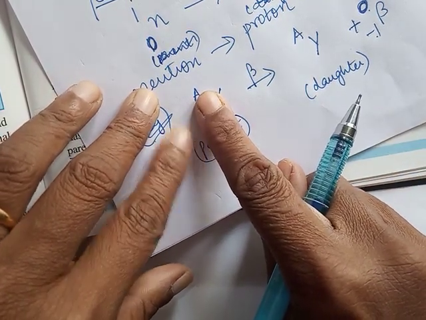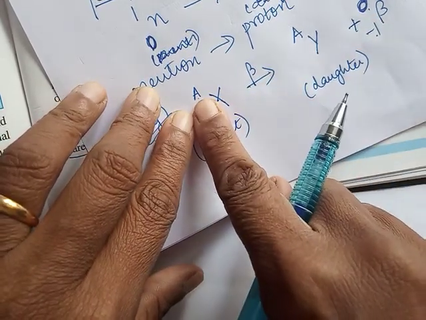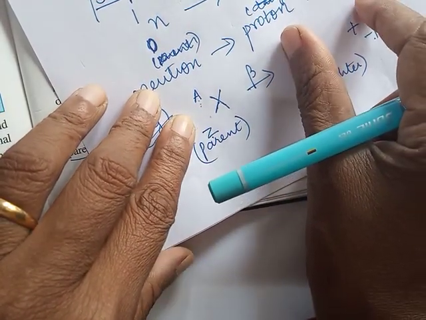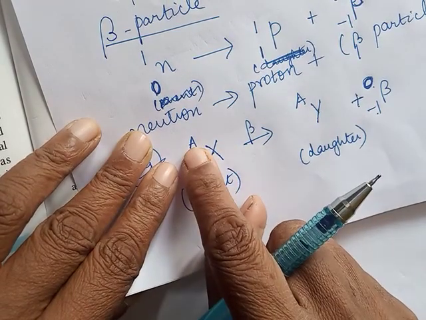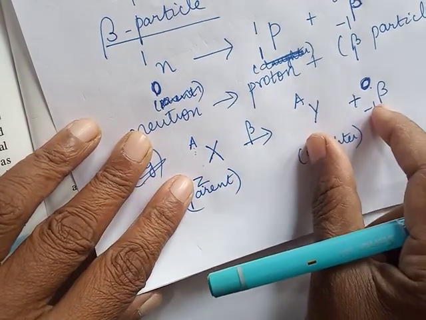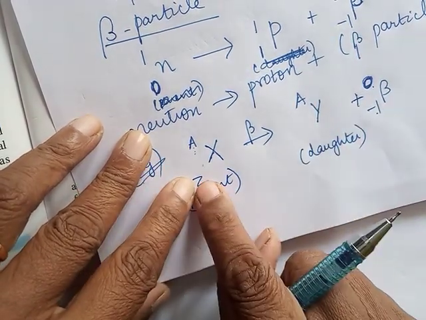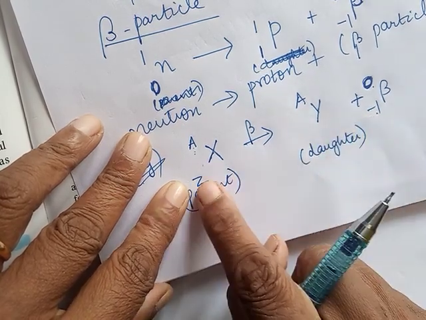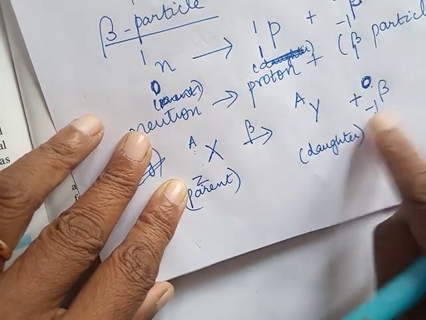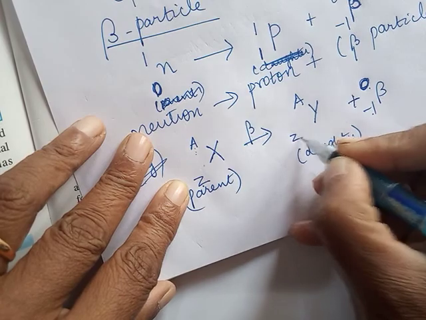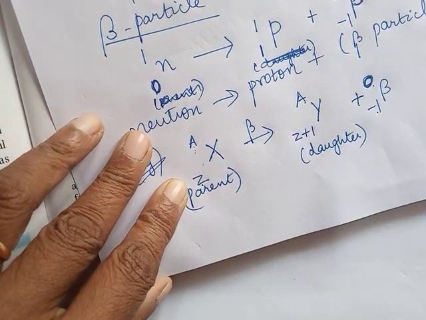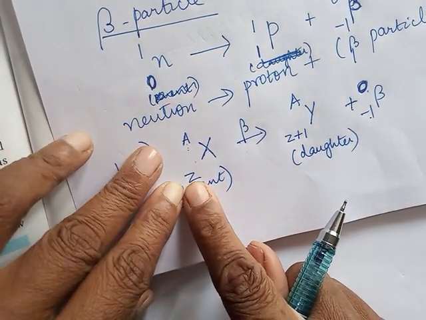charges should be maintained here. Okay, so here if you add these two atomic numbers, mass numbers, that should be equal to this mass number. If you add these two atomic numbers, it should be equal to these two. So what should I do? So this minus this. So already there is a minus, so it will become Z plus 1. Do you understand, children?